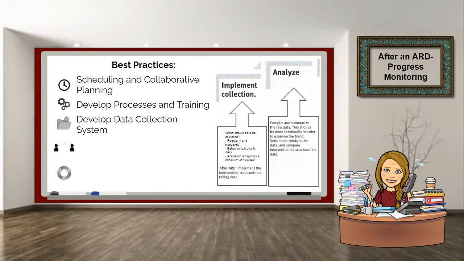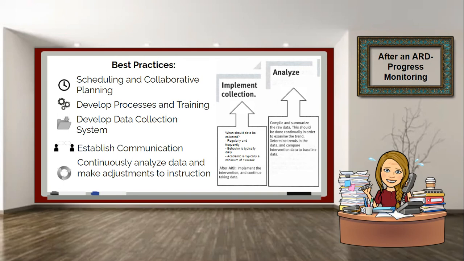Data should be collected regularly and frequently. Typically, behavior data is collected daily, while academic data is collected at a minimum of 1 time a week. Establishing communication with not only the family, but with other staff members will help make the process more collaborative.